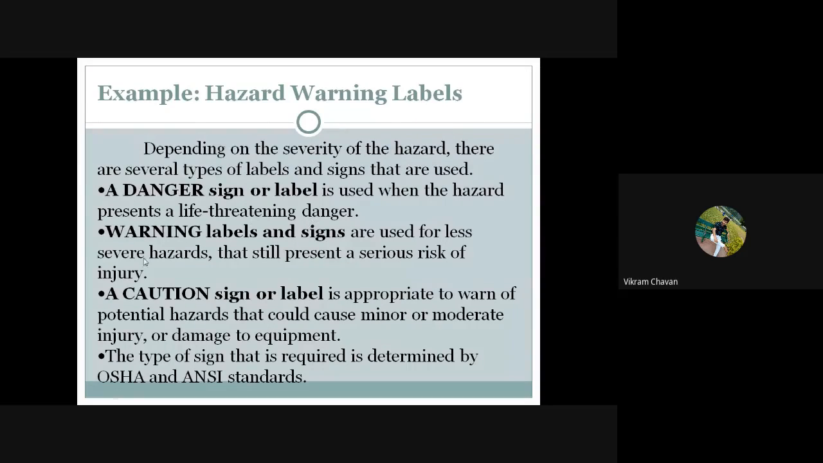Then warning labels and signs are used for less severe hazards that still present a serious risk of injury. Then caution signs or labels are appropriate to warn of a potential hazard that could cause minor or moderate injuries or damage to the equipment. The type of sign that is required is determined by OSHA and ANSI standards. These are the standard signs, OSHA and ANSI, which will be used for the warning labels and for the danger signs or labels. So this is also an example of kaizens.